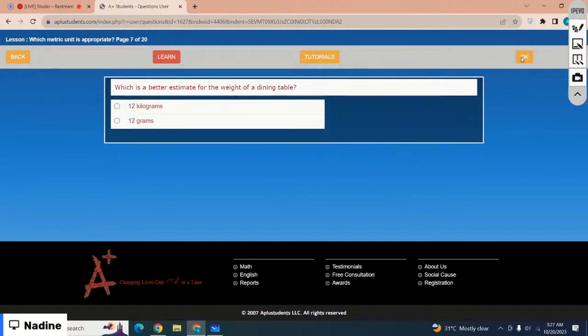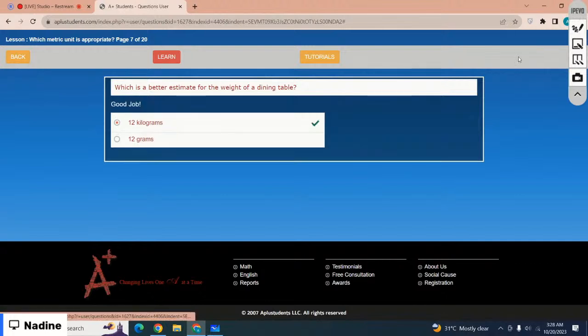Okay, which is a better estimate for the weight of a dining table, 12 kilograms or 12 grams? Which is the correct option? That would be 12 kilograms, because that is a table, right? 12 grams is too little for the dining table.